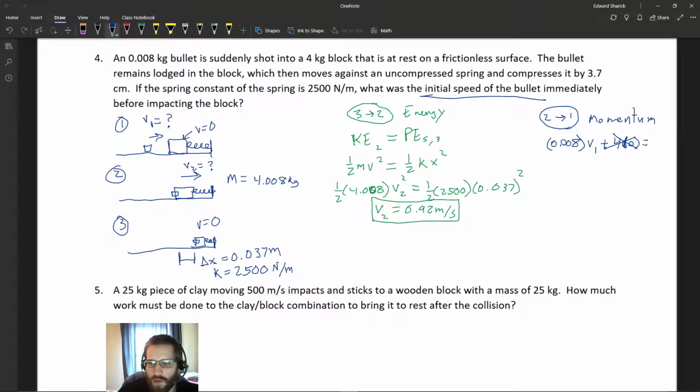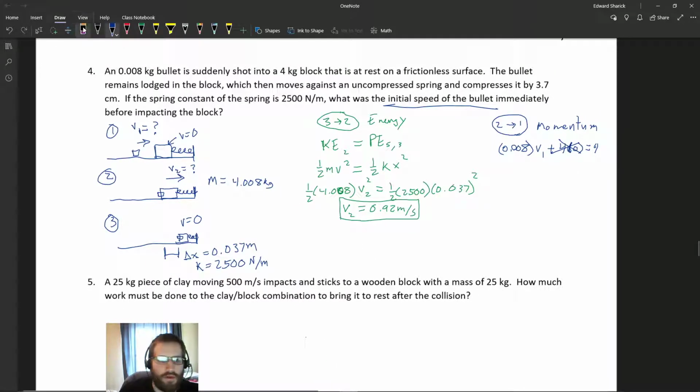And then here we have the momentum at point 2, which is going to be the 4.008 times v2, which we solved was 0.92. So I'm going to try and write this in here. Zoom out a little bit. All right, so 4.008 times 0.92, our velocity we found there. All right, and so multiply those together, divide by 0.008, and you should find that v1 is this number, 460.9 or 461 meters per second.